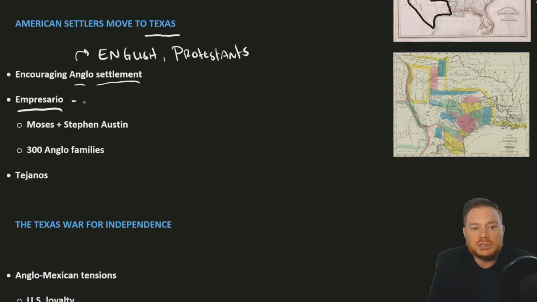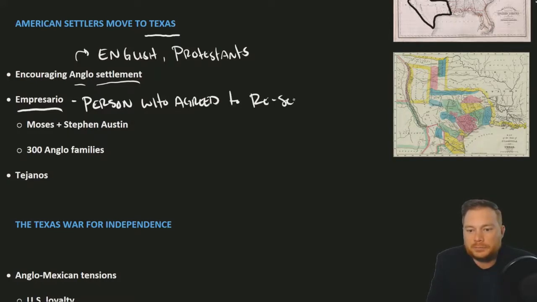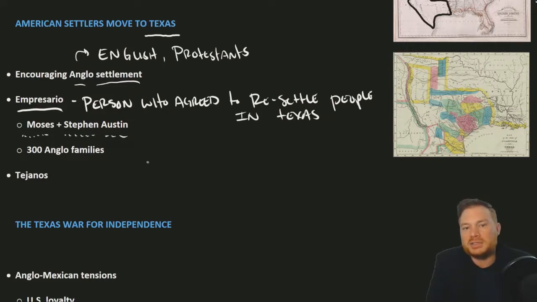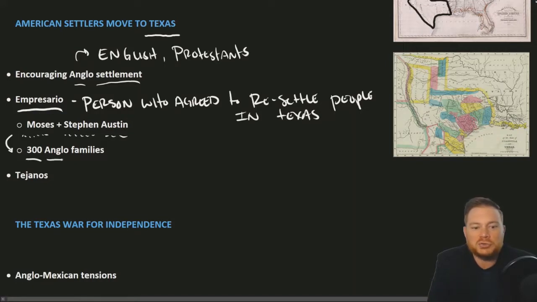An empresario was a person who agreed to resettle people in Texas. At the time, this was Moses and Stephen Austin, father and son, who made an agreement with the Mexican government to bring over 300 Anglo families to resettle in Texas. There were some strings attached. So, for example, these Anglo families had to become Catholics.